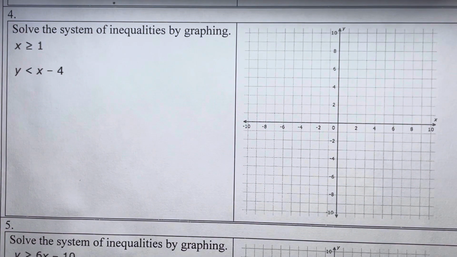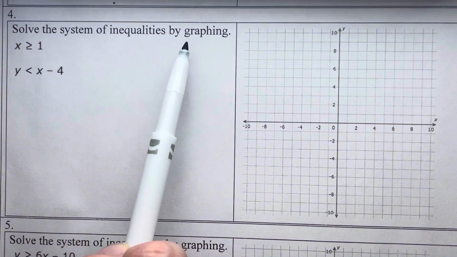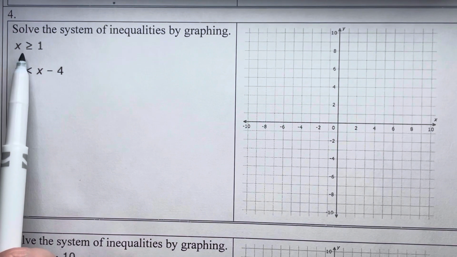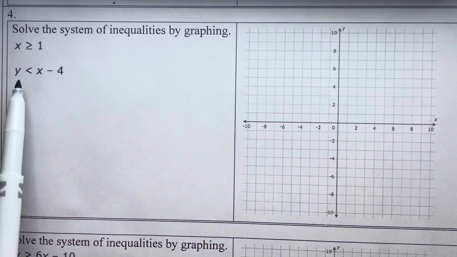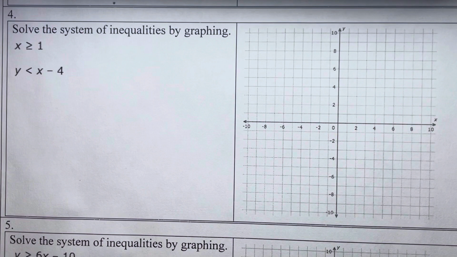Example 4. We're going to solve the system of inequalities by graphing, where x is greater than or equal to 1 and y is less than x minus 4. We have two line types, two equation types in this particular system. Let's look and see what they are.